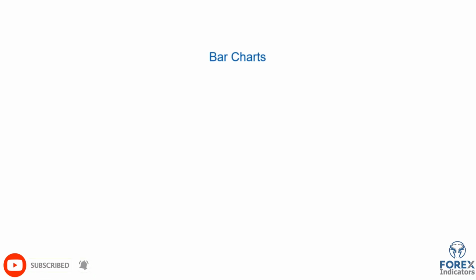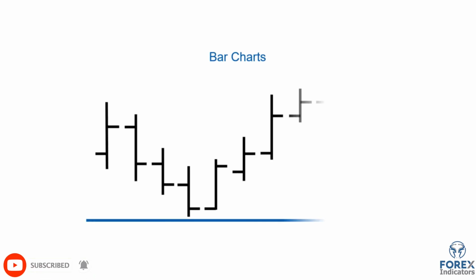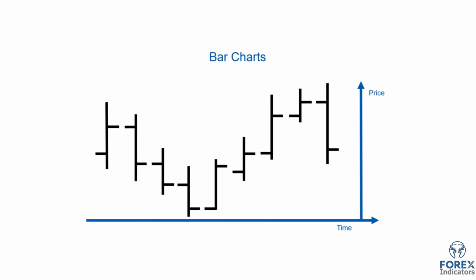Let's first take a look at a bar chart. In the example on the screen, we can see what a bar chart might look like on your trading software. The timescale and date is generally represented down the bottom on the horizontal axis, and the price scale is on the vertical or y-axis on the right-hand side. This will generally be the same no matter what type of chart you are using, whether it is a line chart, a bar chart, or a candlestick chart, as most software packages are set up this way.